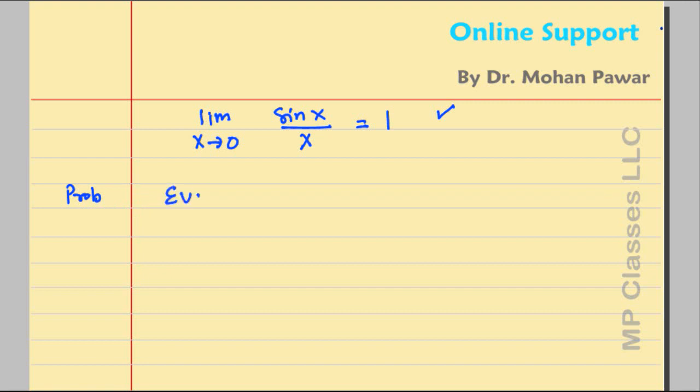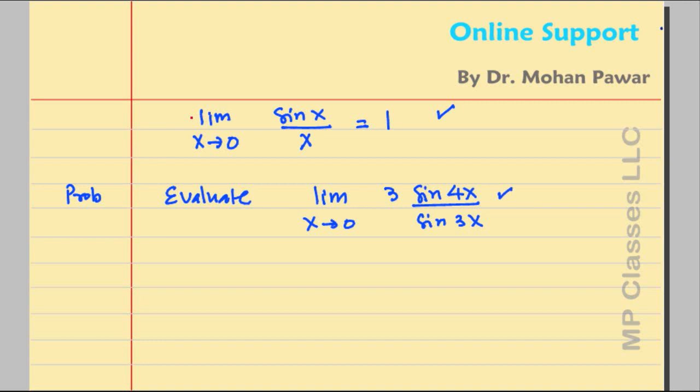saying evaluate limit x tends to 0 3 times sine of 4x over sine of 3x. Now we know vaguely that this form certainly uses this standard limit.